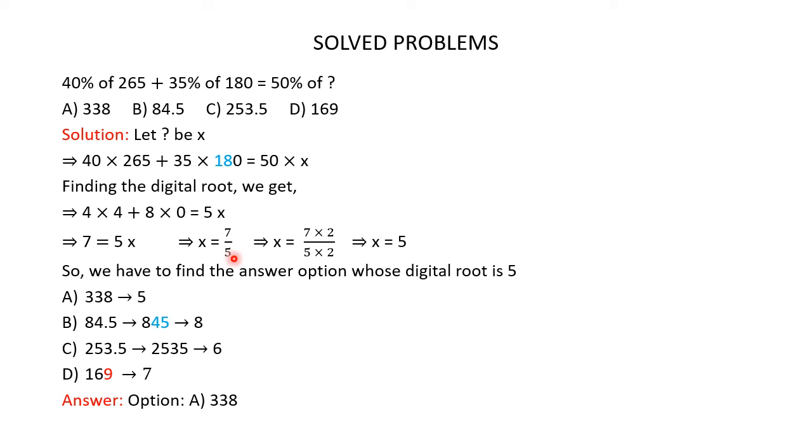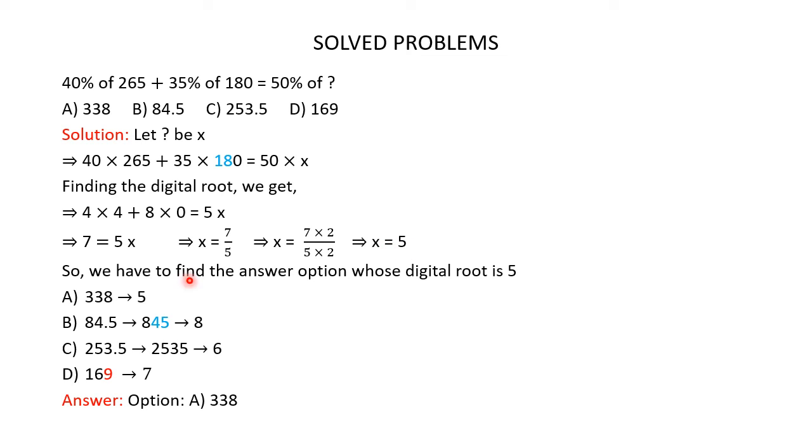Now the digital root in the denominator here is 5. So to make the digital root of the denominator as 1, multiply both the numerator and denominator with 2. So now you have x is equal to 7 multiplied by 2 divided by 5 multiplied by 2. So in the denominator 5 multiplied by 2 is 10 and 1 plus 0 is 1. So the digital root of the denominator now becomes 1. The digital root of the numerator is 7 multiplied by 2 is 14 and 1 plus 4 is 5. So the digital root of the numerator is 5. So x is equal to 5.